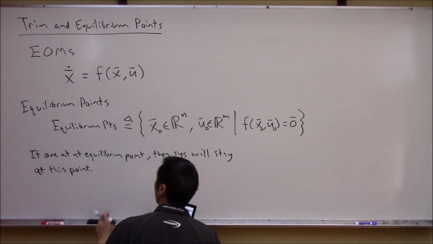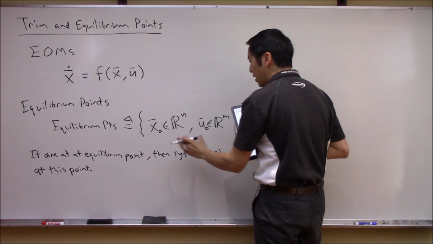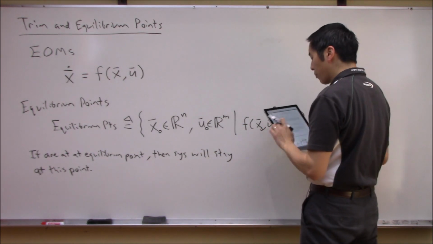right? And again, we see that the reason we call them equilibrium points plural, right, is because if you look at this long enough, right, how would you find an equilibrium point?